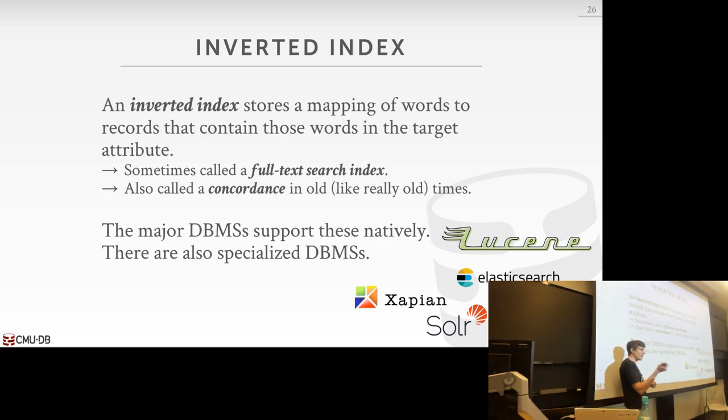Just like when I created the index and told Postgres I wanted it to be a hash table index, you can do the same thing in some databases. You can say, I'm going to create an index and I want it to be an inverted index or a full text search index. Sometimes in the theoretical literature, these are called concordances. This is because there was an old lady in the 1800s who sat down for 16 years and built an inverted index that mapped every single word used by Shakespeare in his entire body of work. But nobody calls them this. Everyone instead calls them full text search indexes or inverted indexes.